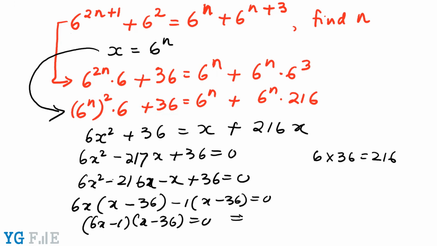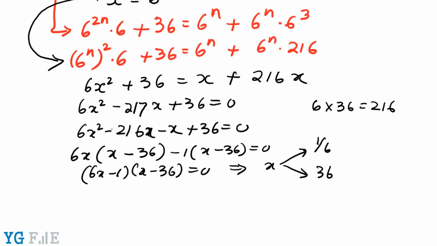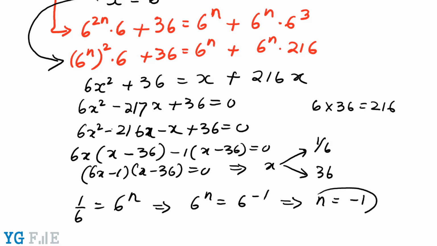Which leads to x is either 1 by 6 or x is 36. We get two answers here. Now our job is to find n, not x. So what we do is we substitute like this. So 1 by 6 is equal to 6 to the power n. So which means we can write 6 to the power of n is 6 to the power of minus 1, because when we write 1 by 6 we can make it a negative exponent and write it as minus 1. So this leads to n is equal to minus 1 as one of the answers.